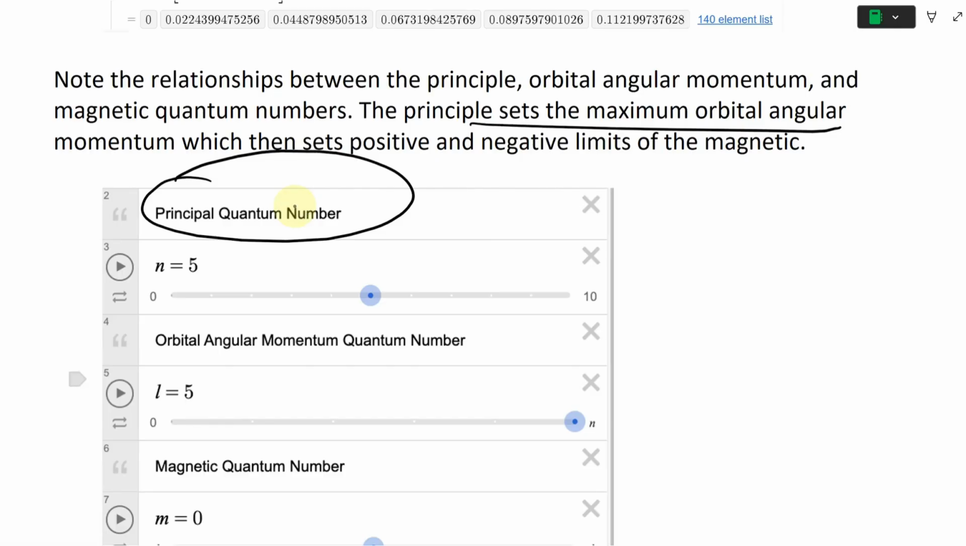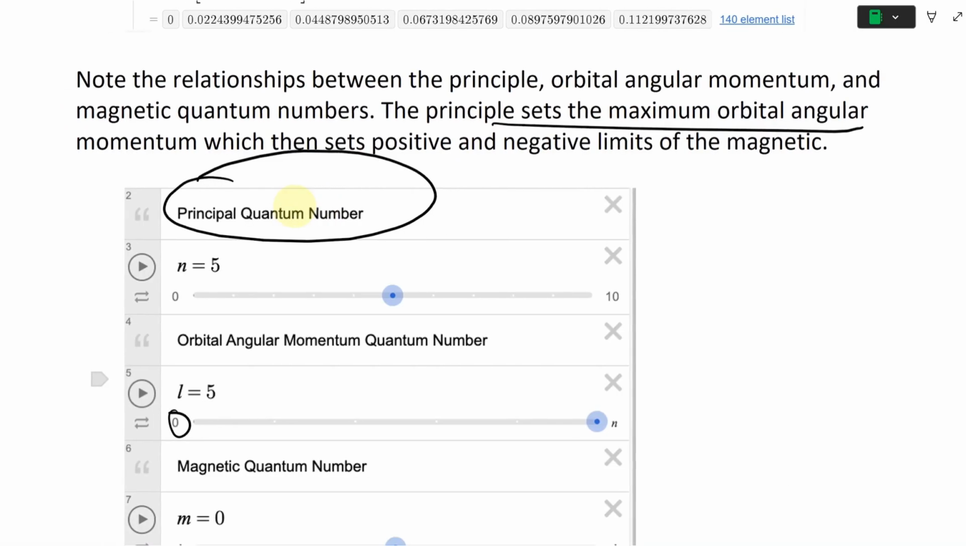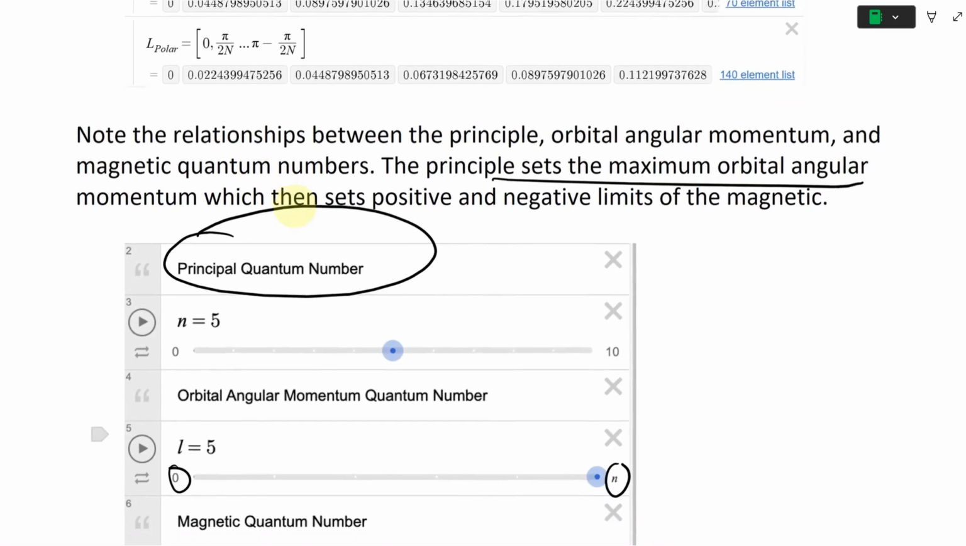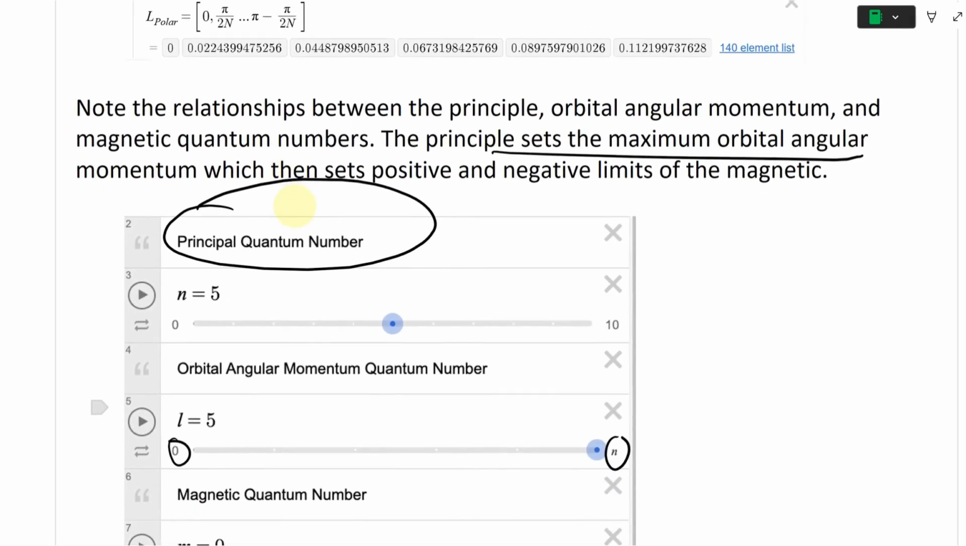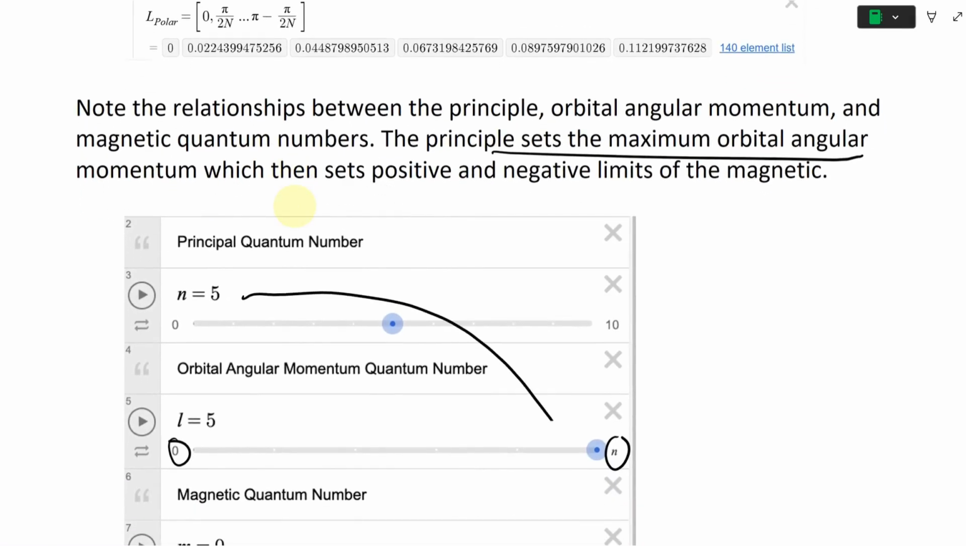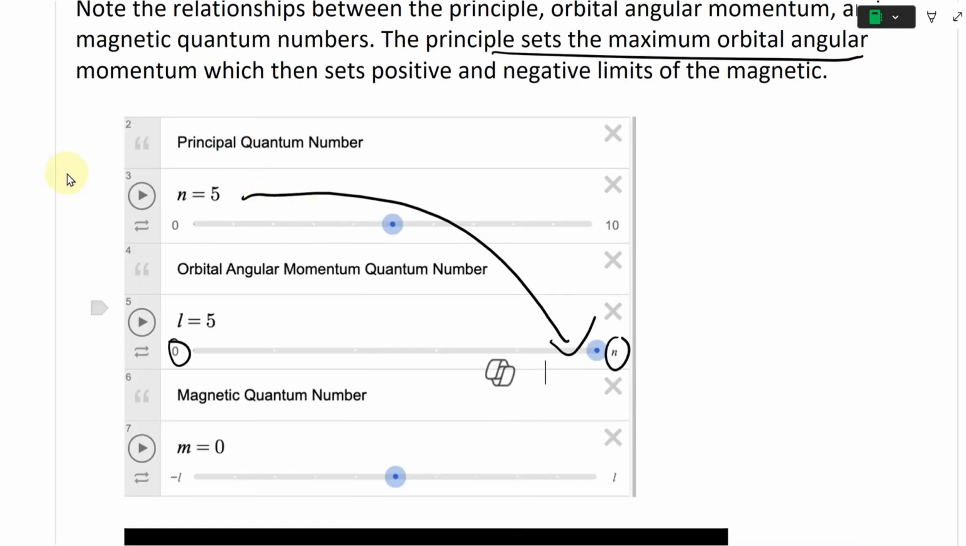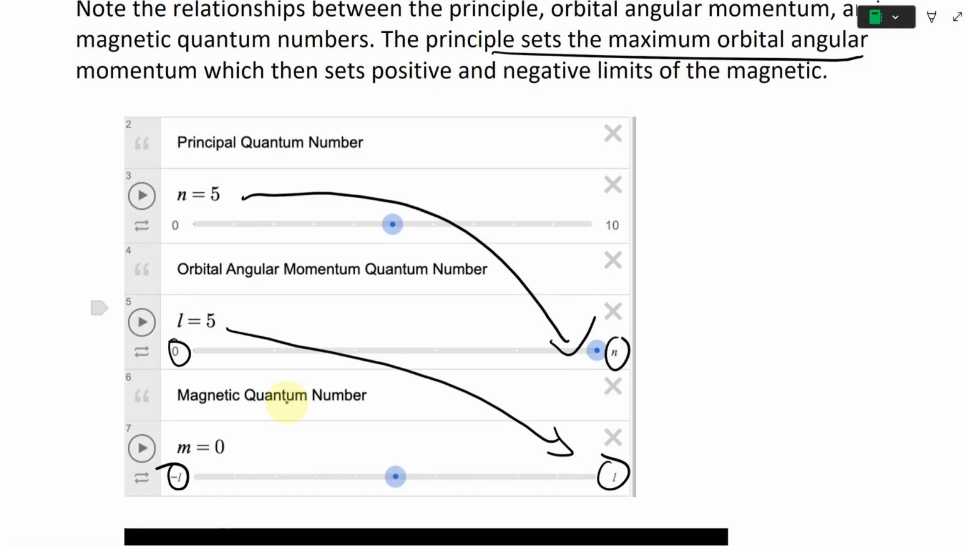This is basically the maximum, where this one is between 0 and n. I think that's the only place in the whole formula, the whole calculator, that has it. So this one is just the maximum there, and that pretty much sets the energy level. It sets the maximum value of n, and then the magnetic quantum number sets the limits, positive and negative. There's a negative L, positive L, in other words, n and negative n.